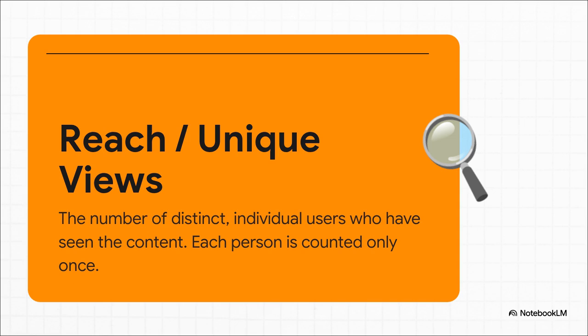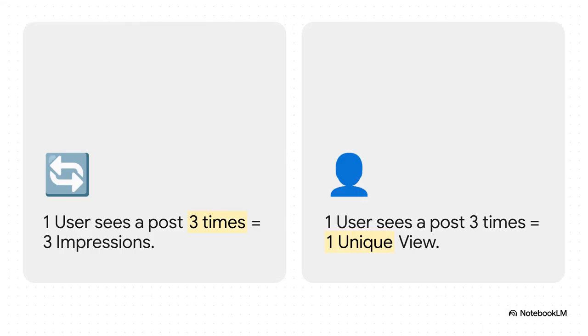Easy enough. All right, now for the one we really care about today, reach or unique views. This is totally different. This isn't about counting clicks, it's about counting people. The whole point is to figure out how big your audience is. So you can watch that video 100 times, but you're still just one unique view. So let's put it all together. One person hits refresh 3 times, what do you get? 3 impressions, but the reach, it stays locked at 1.